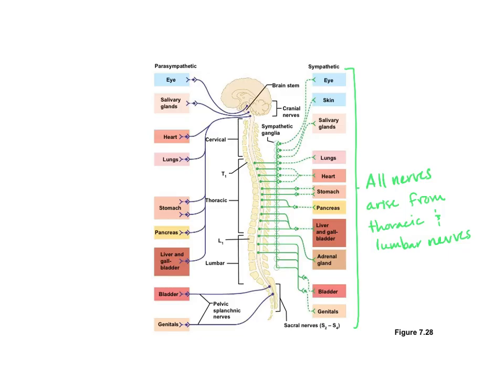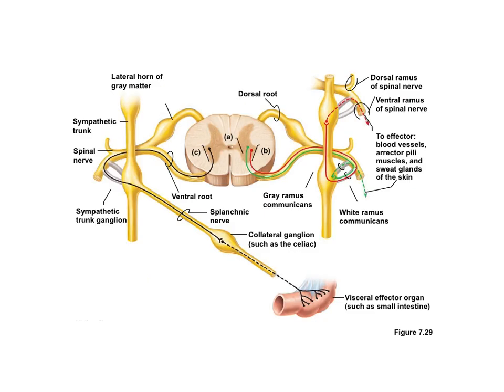So here you can see the sympathetic division. All of the nerves here arise from the thoracic and lumbar nerves, which is different from the parasympathetic, where they arise from cranial and sacral nerves. Recall that the sympathetic nerve pathways always have at least two nerves, right? So there's generally going to be one nerve that leaves the central nervous system and then another nerve that works on the target organ. So there's a junction here.